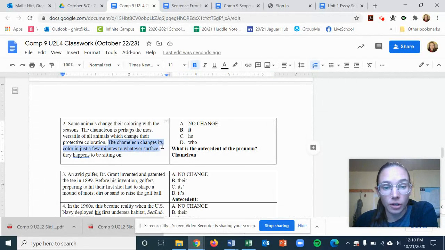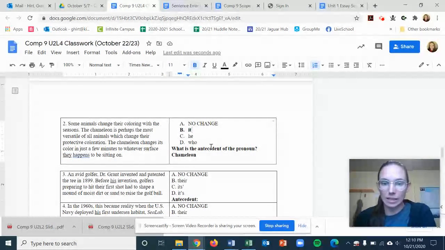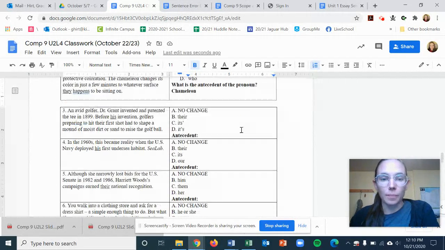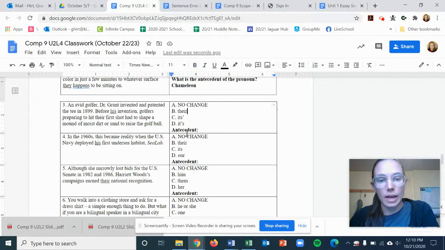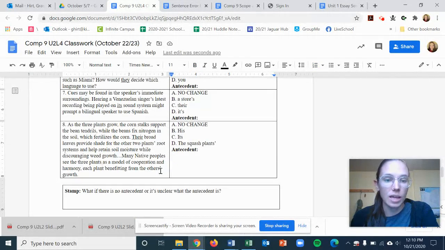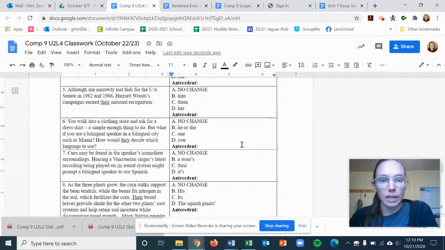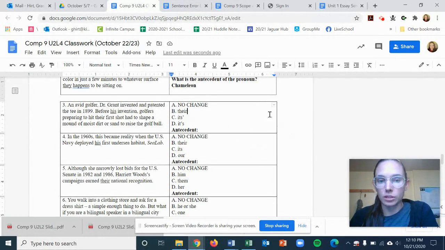And we had earlier, the chameleon changes its color in just a few minutes to whatever surface it happens to be sitting on. So it's already been referred to as it, so that makes it easy, right? We can just use the same pronoun, it. Okay, you guys are going to now answer these questions, 3, 4, 5, 6, 7, 8. So do that right now, and then we'll go through the answers after you answer them.